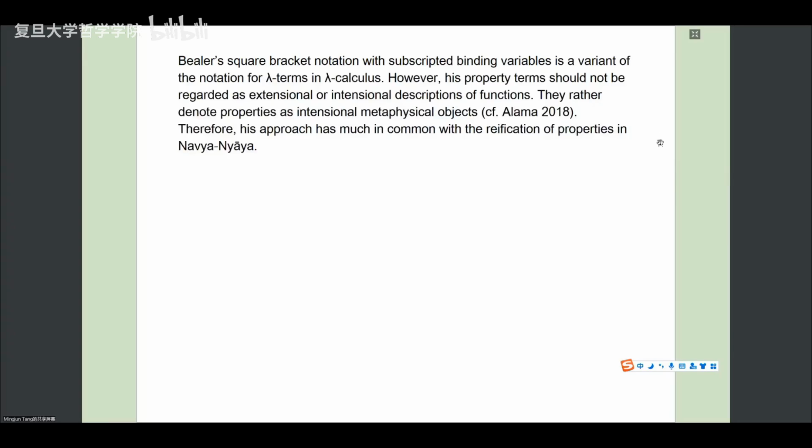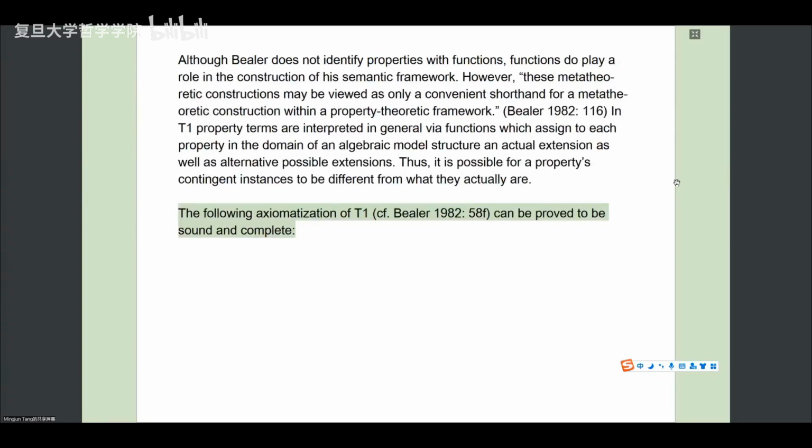So then let's take the next slide. It's 20. Yeah. Although Wheeler does not identify properties with functions, functions do play a role in the construction of its semantic framework.